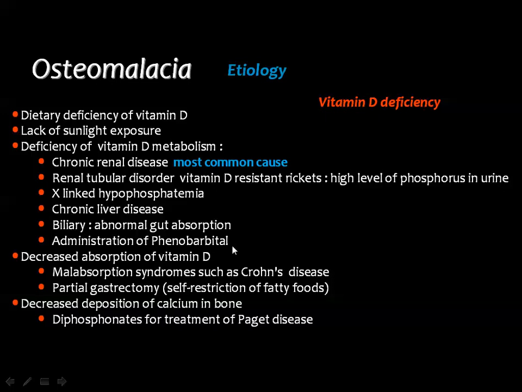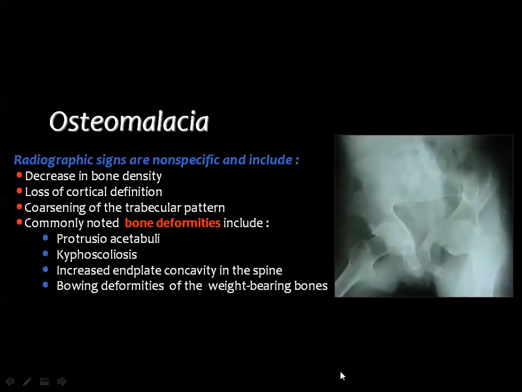Administration of phenobarbital, the decreased absorption of vitamin D in the intestine, like in cases of malabsorption syndrome, and partial gastrectomy. Also decreased deposition of calcium in the bone because of some drugs like diphosphonates, which are used for the treatment of Paget's disease. There are only two manifestations for osteomalacia in the skeleton. Number one is bone softening. Number two is the Looser zones.